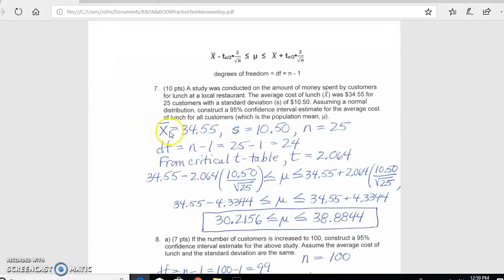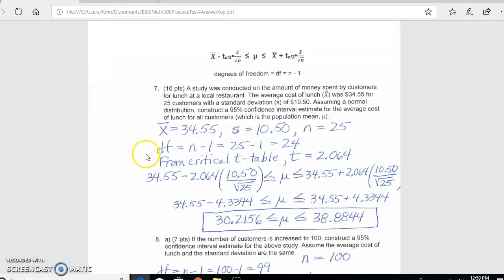The X bar is given to us as 34.55. The S is $10.50, and the N, or the sample size, is 25 customers. And then you notice we need this T value here, which is going to come from the T distribution table, or the critical T table.